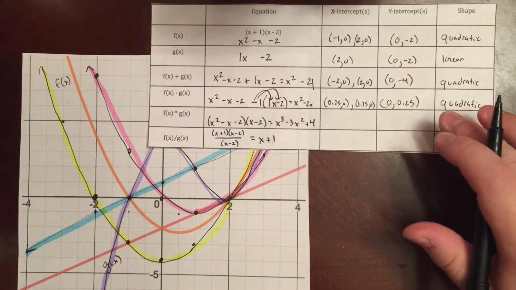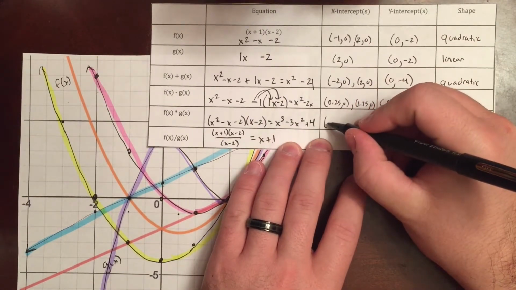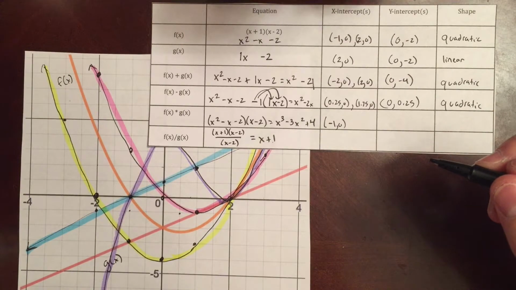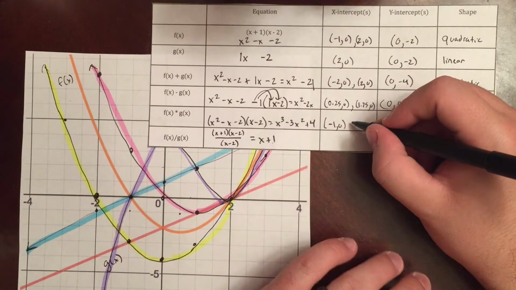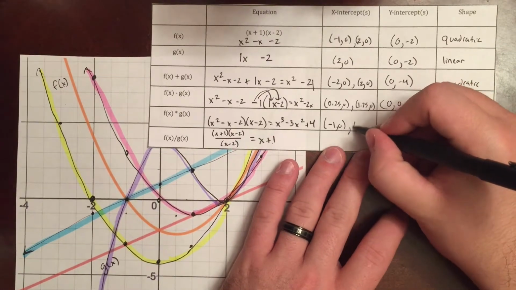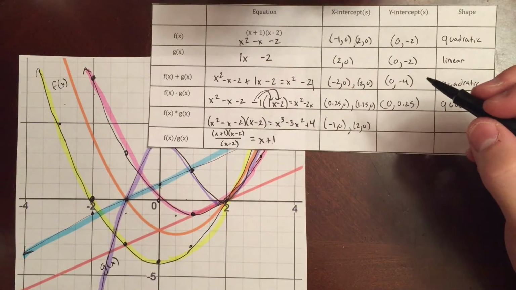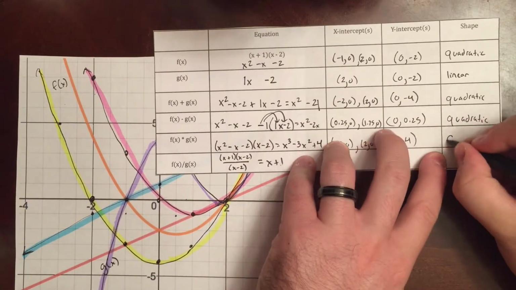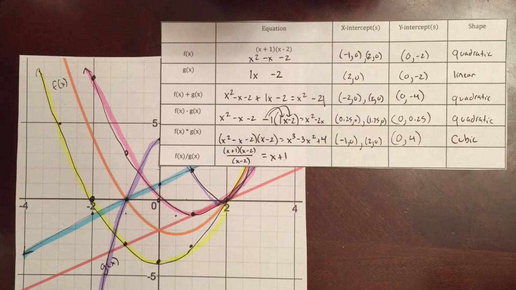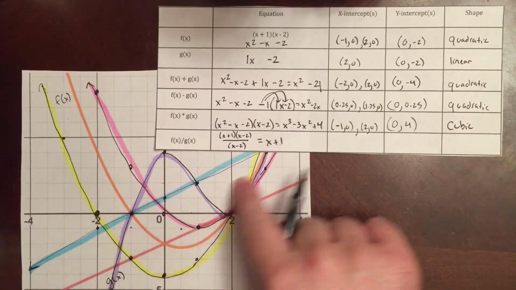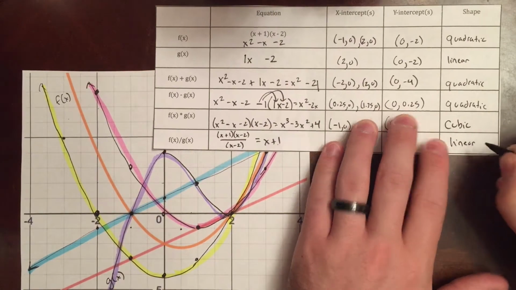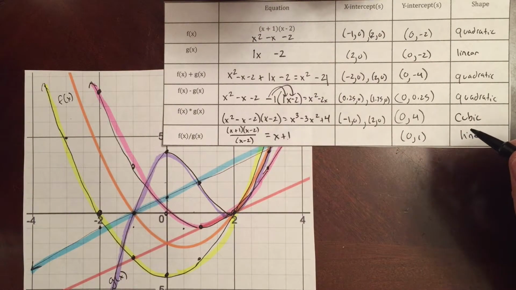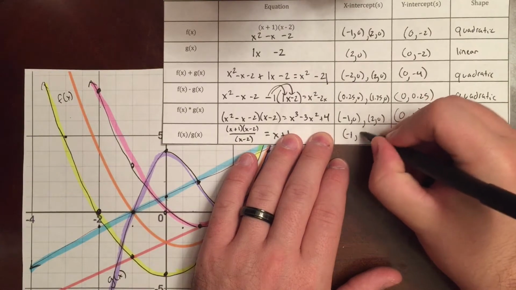Okay, for the cubic, there was a clear intersection of the x-intercept on the x-axis at -1, 0, and about, if I had drawn this correctly, it would have been 2, 0. Okay, and our y-intercept is at 0, 4. And the shape is a cubic. We're going to talk about why it's a cubic in just a moment. And the last one is the blue line. It goes in a straight line. It's definitely linear. Okay, the y-intercept is 0, 1. Our x-intercept is -1, 0. And there we have it.